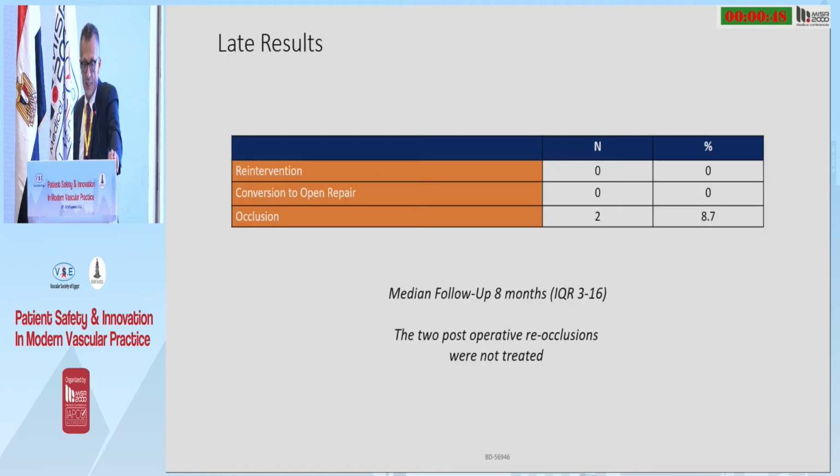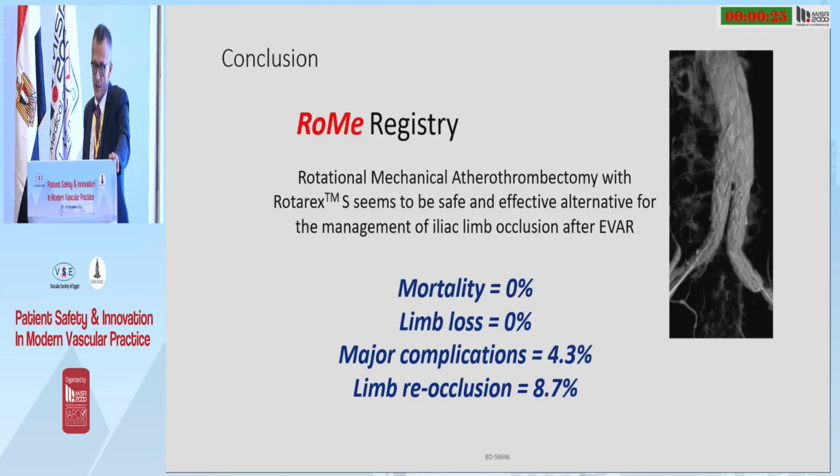Regarding the later results, there are no deaths in this series, no reintervention, no open surgical conversion, and no reocclusion during the follow-up. But due to the asymptomatic or less symptomatic patients in Rutherford 1 class, we decided not to retreat these patients.